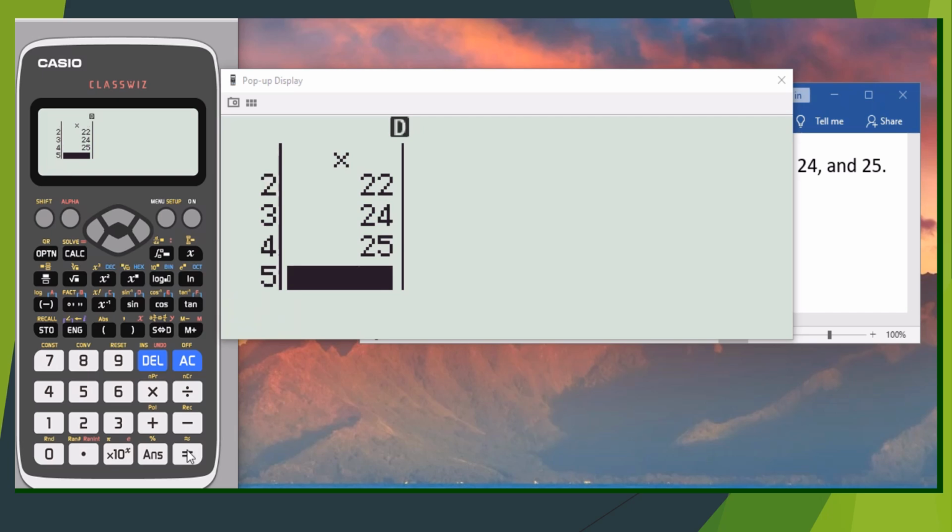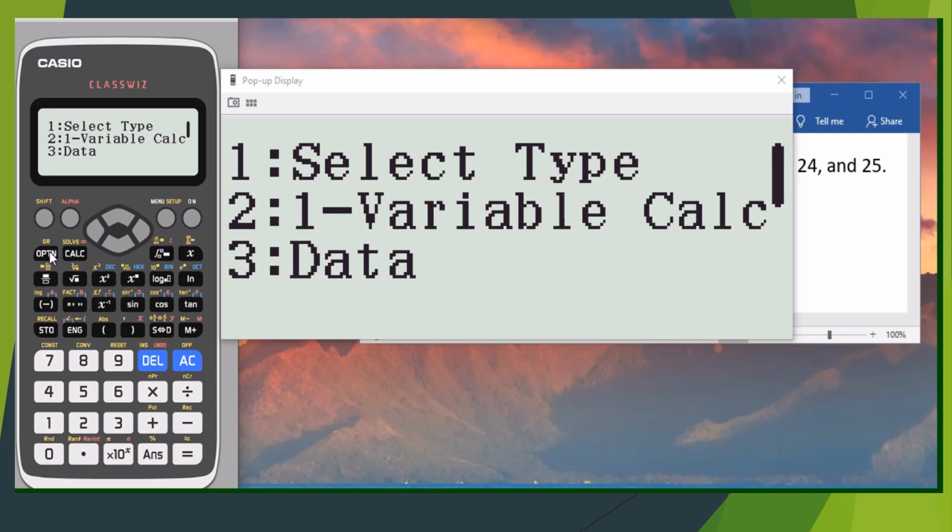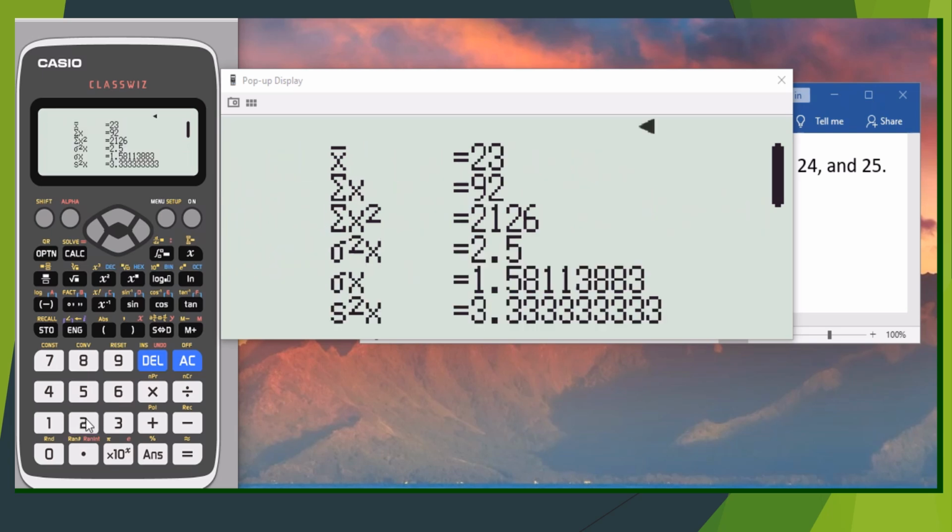After entering your data, press AC to clear everything. Then go straight to the option OPTN, under the shift, and punch on it, then select 2. You can see that we have our mean. This is the symbol for the mean. The mean is what? 22. Alright, the mean is 22.